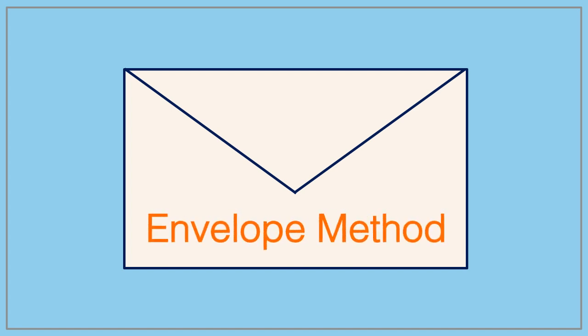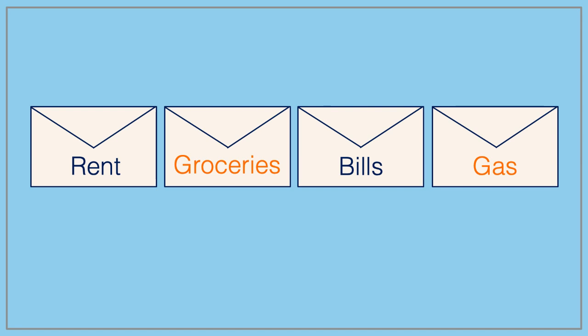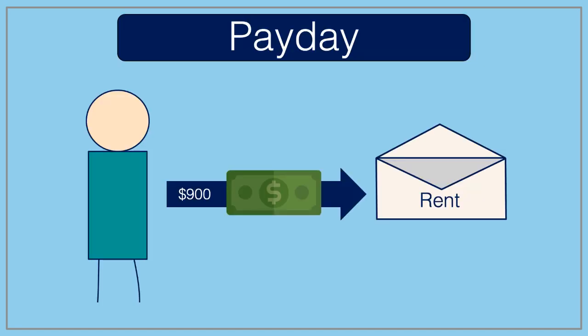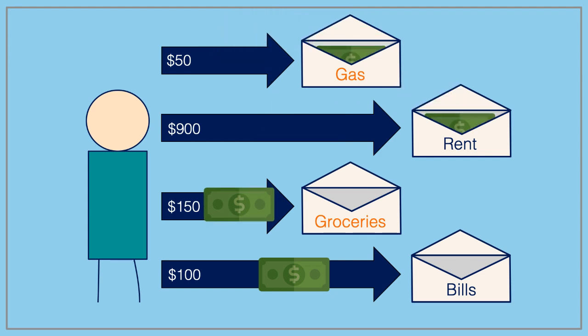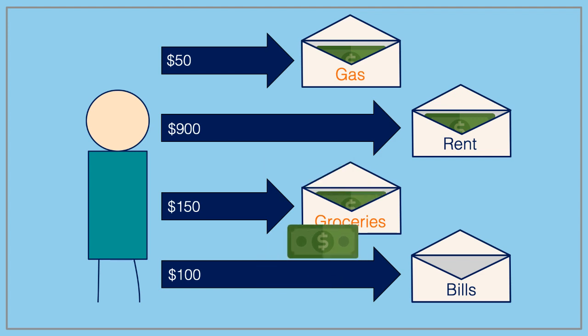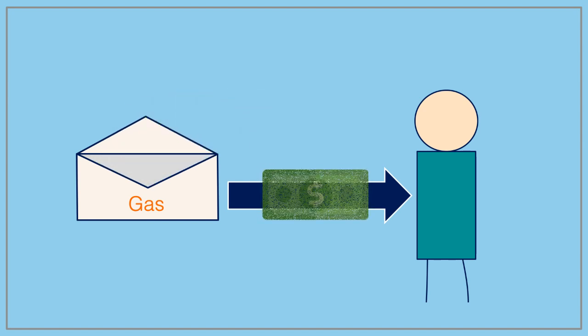The envelope method is a popular way to keep track of personal finances, like rent, groceries, bills, and gas. The method works this way. On payday, you pull out enough cash for each type of expense, and then place that specific amount of money in its designated envelope. For example, $50 cash goes in the gas envelope, $900 in the rent envelope, $150 in the groceries envelope, and so on. The idea is to stick to this amount only for that kind of expense throughout the month. If all of the money from that envelope has been spent, you have to wait until your next payday.